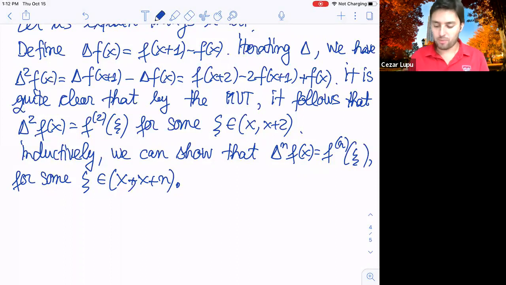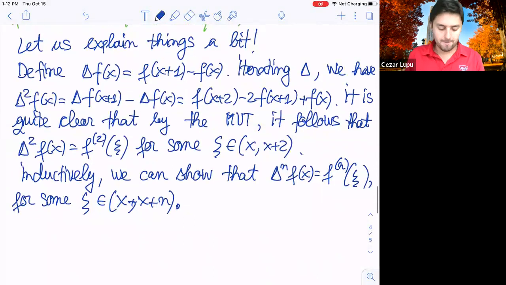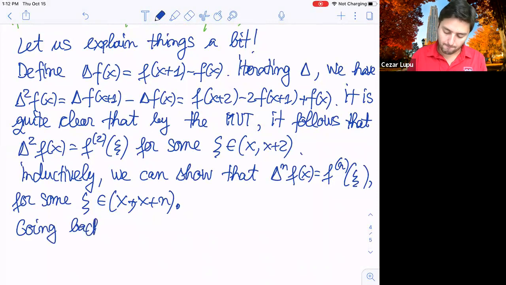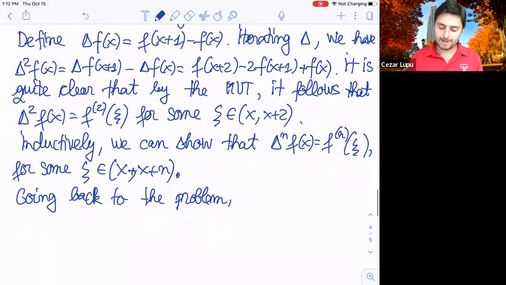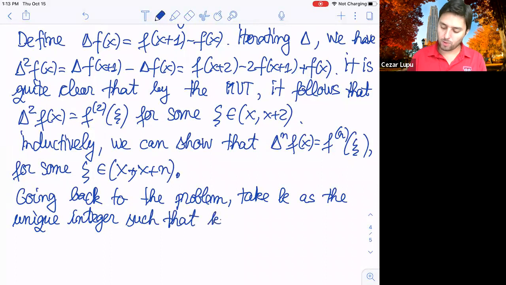Okay, and now let's go back to our problem. So this is the procedure. Keep in mind that we want to use this. Like I said, it's a tricky problem. Now, going back to our problem, let's take k as the unique integer such that k minus 1 is less than or equal to c and c is less than k.